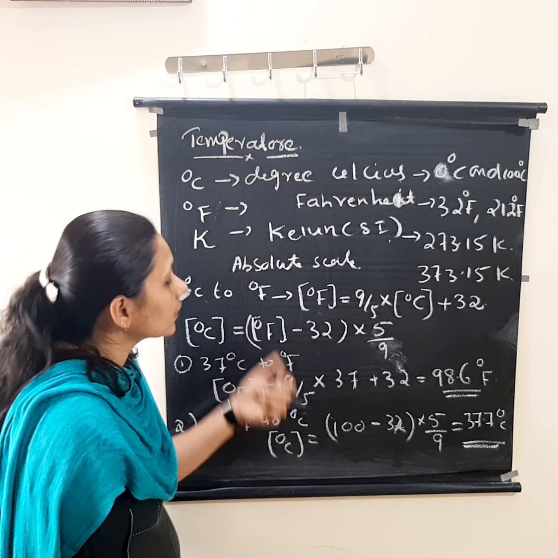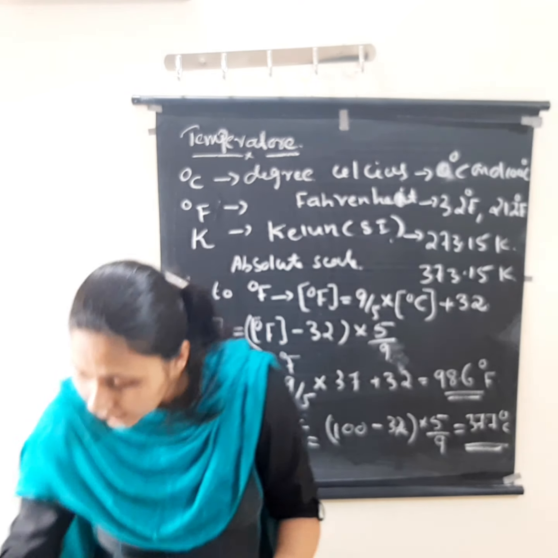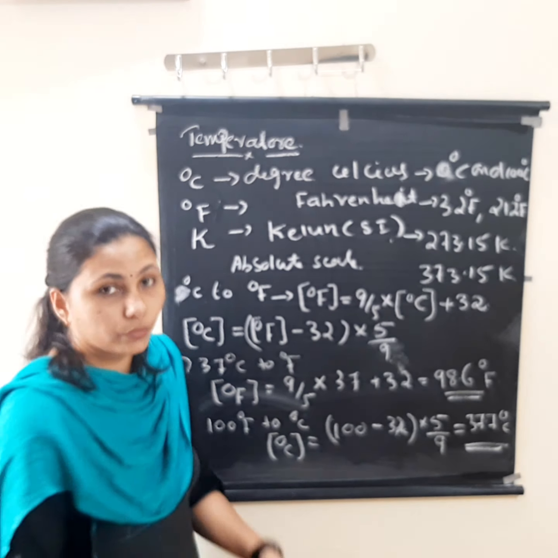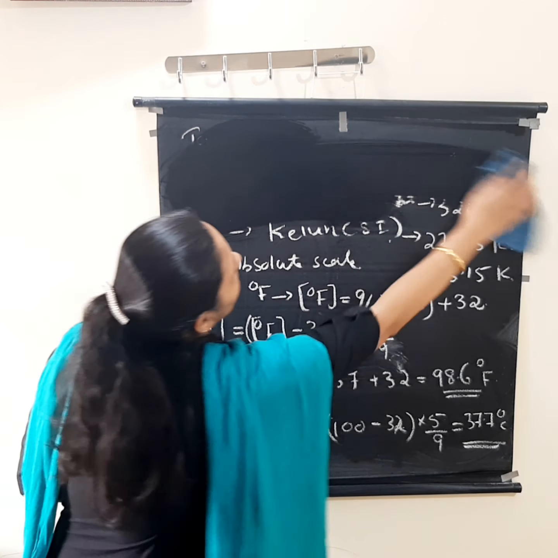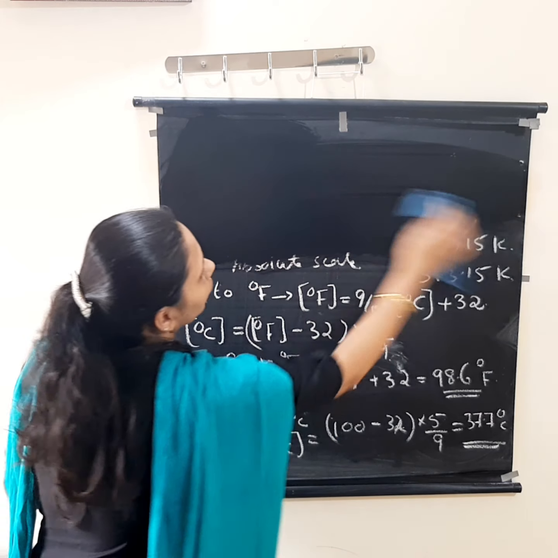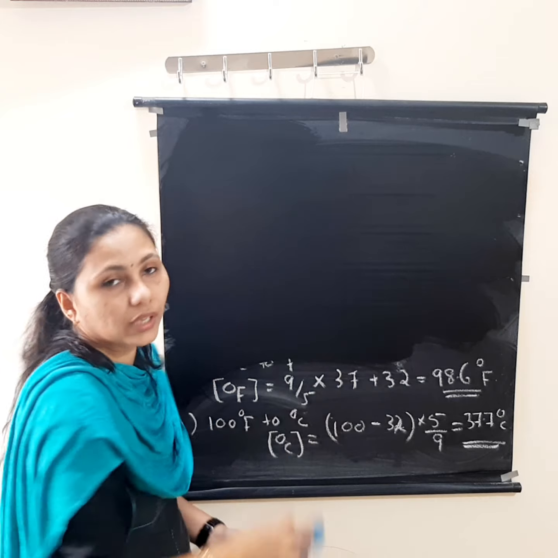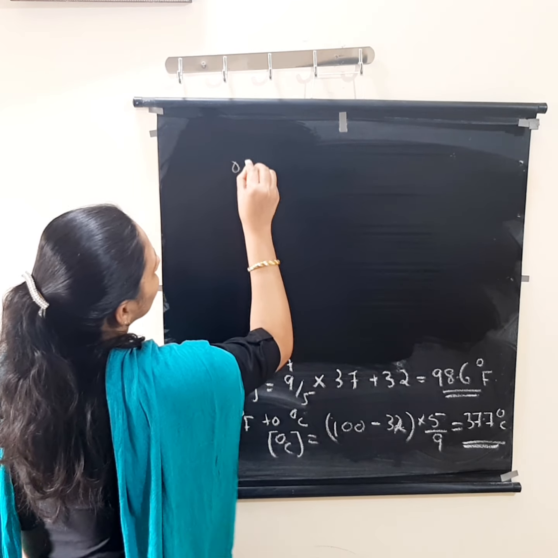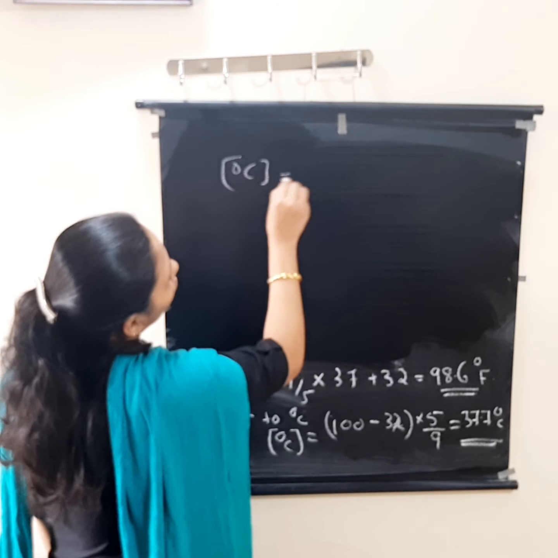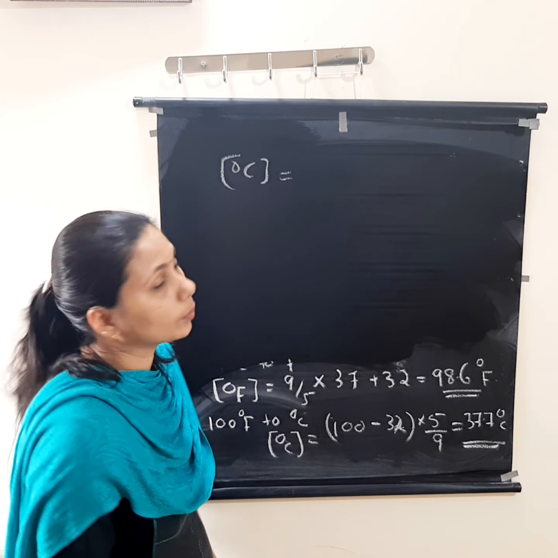Okay, so that is the relationship between Fahrenheit and degree Celsius. Next is the relationship between degree Celsius and the Kelvin scale. I think all of you know how we can convert degree Celsius into Kelvin temperature. Okay, how can we convert? Degree Celsius equals how much?